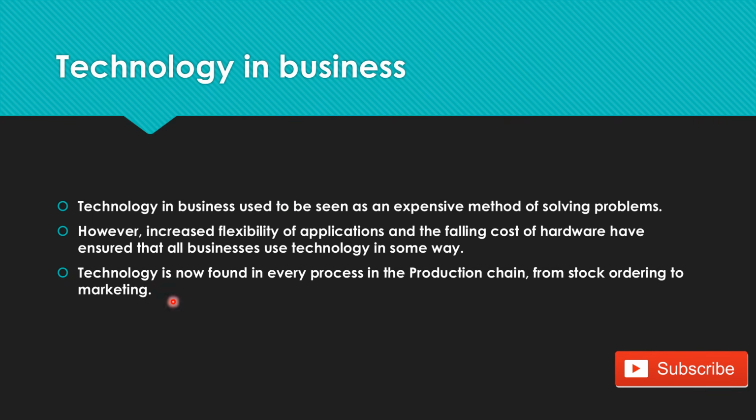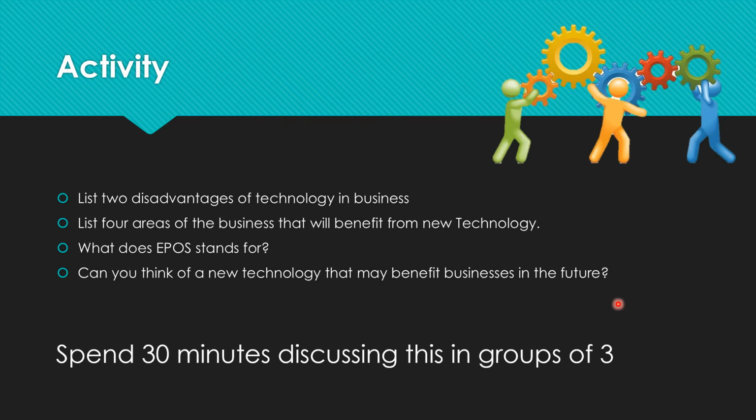Technology in business. Technology in business used to be seen as an expensive method of solving problems. However, increased flexibility of applications and the lower cost of hardware have ensured that all businesses use technology in some way. Technology is now found in every process in the production chain, from stock ordering to marketing.